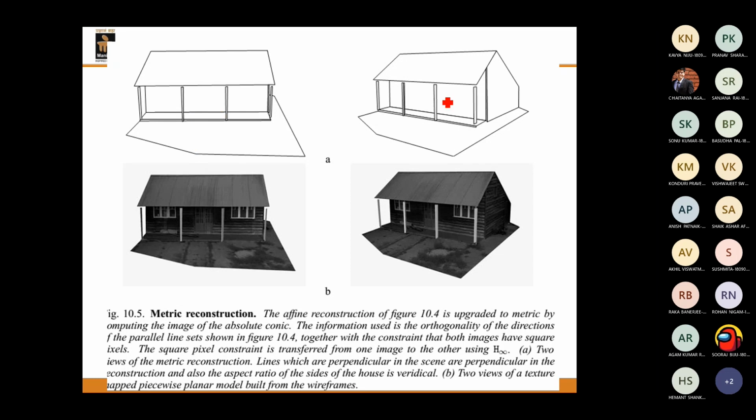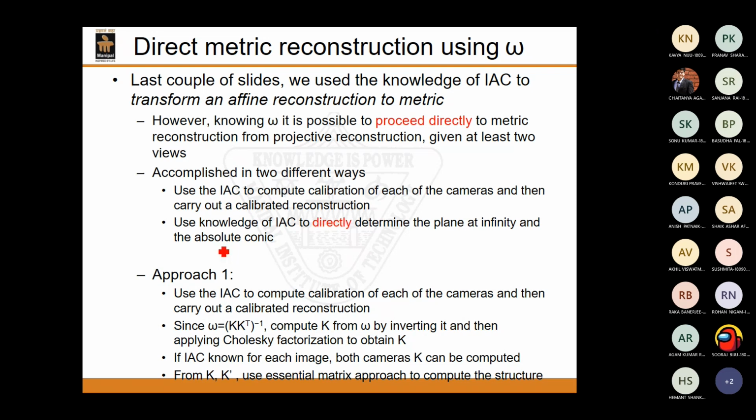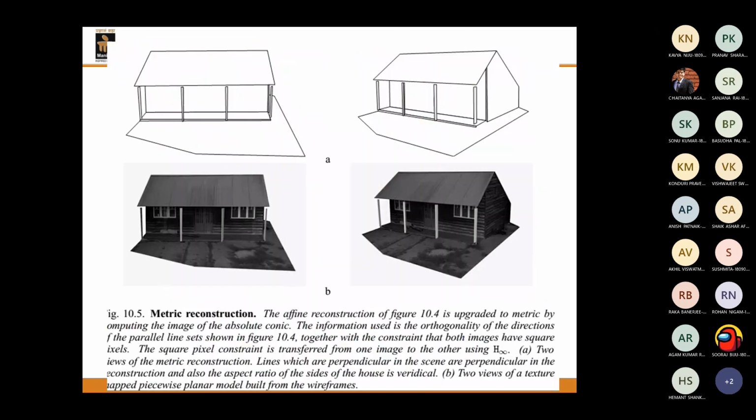Okay, so these are just two views, but here this is the final reconstructed image along with the texture information. Okay, so next is the direct reconstruction, which we'll see in the next class.